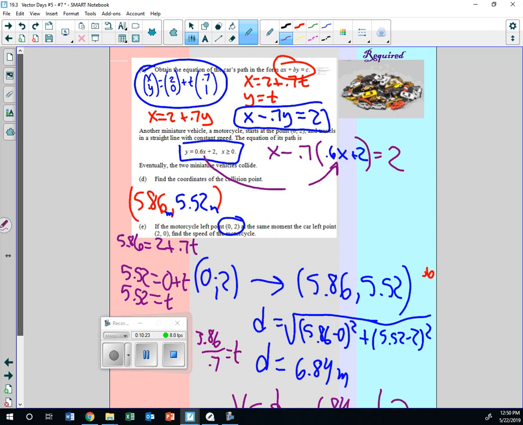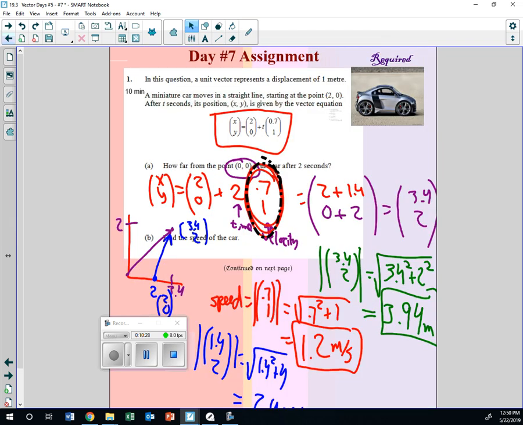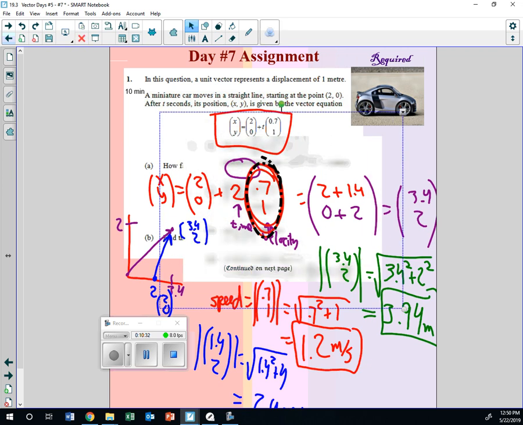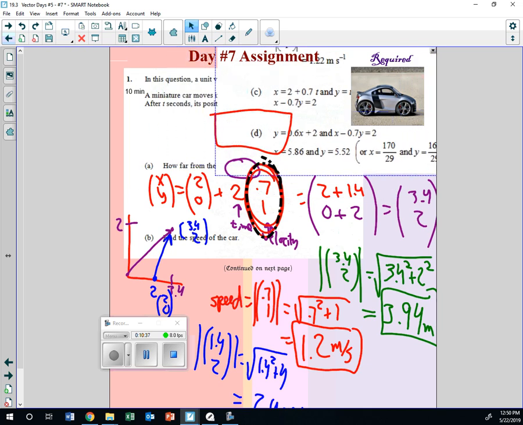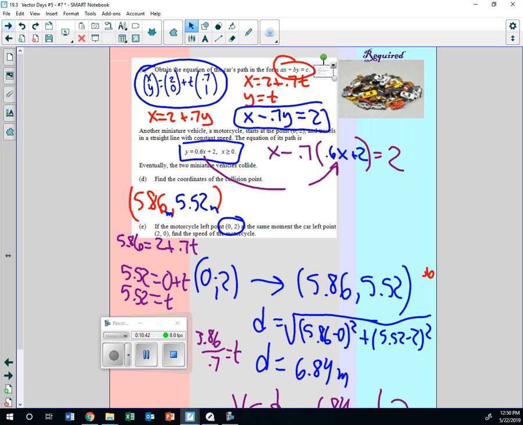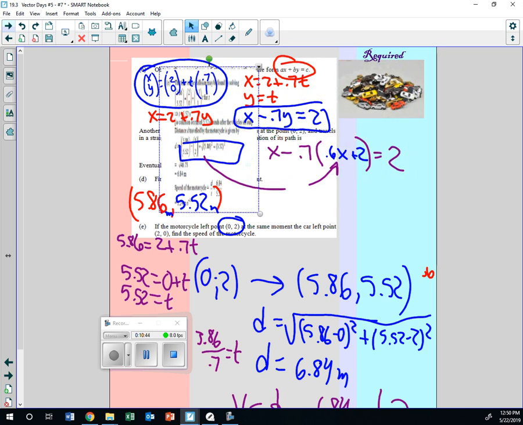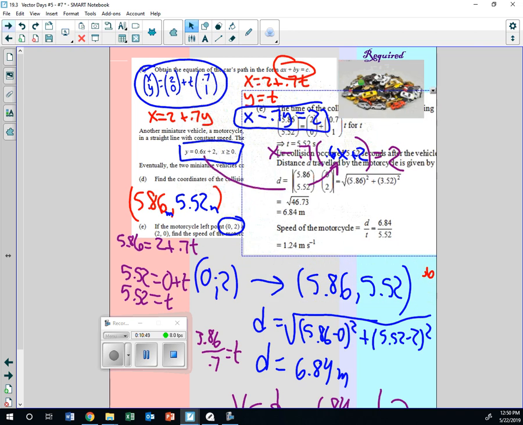And I don't know if you're right. I'm going to see. I'm feeling good about this, though. Here's the coordinate, 5.86, 5.52, and here's the time. 1.24. So that is the miniature car problem and motorcycle.